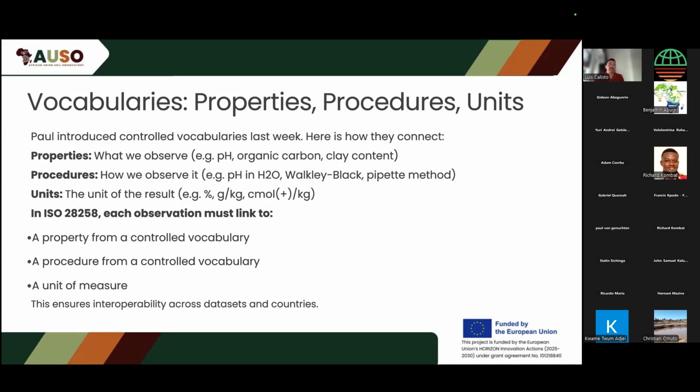In this implementation of the standard, each of these parameters must always be linked to a controlled vocab: the properties, the procedures, and the units. Why? Because if I link this to a controlled vocab, then I will ensure interoperability across different data sets and countries. Okay. And then when I share data, if I share part of the data, then I can tell anyone or even my colleagues what this property is and how it was measured in a very clear manner.